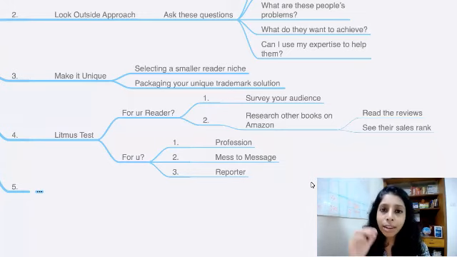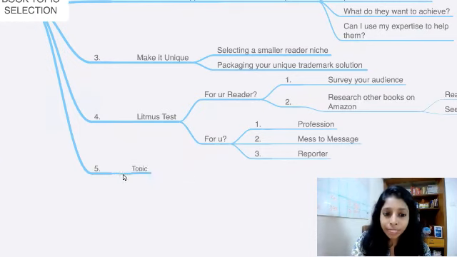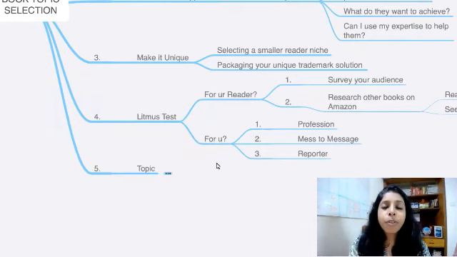So ask yourself if the answer to any of these three questions is a yes. If it is, then you pass the litmus test and you go ahead and write your book. Okay, so your litmus test should be a yes for both the reader and for you. That gives you a green signal to go ahead and move to the fifth step, where you're finally crafting the topic of your book.